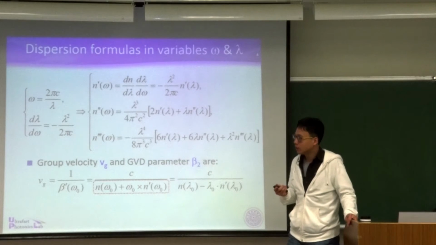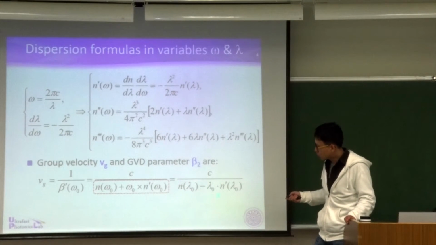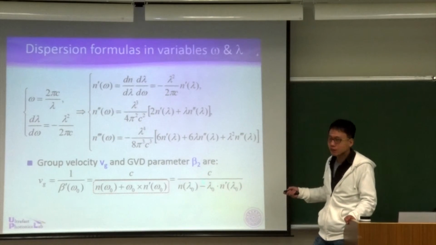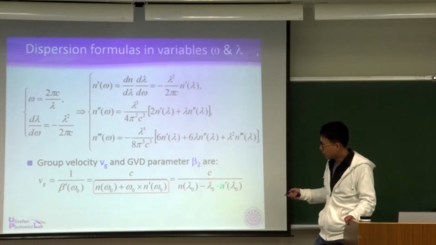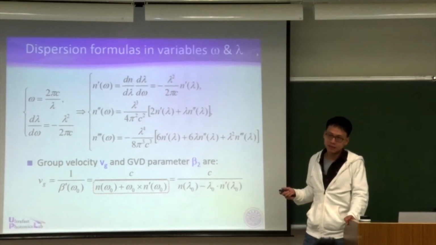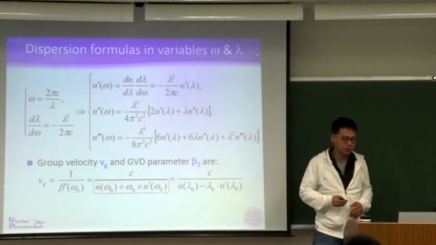Okay, and this is also the group index. Okay, and the sign of the modification term depends on n prime of lambda. Okay, and you get a similar story.